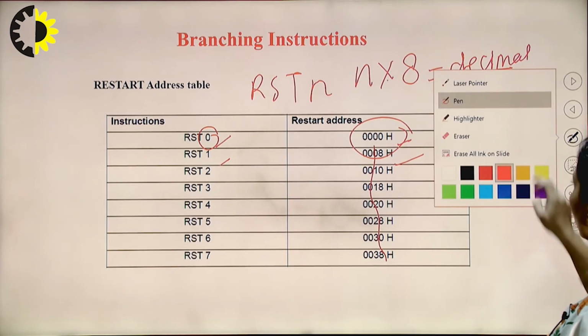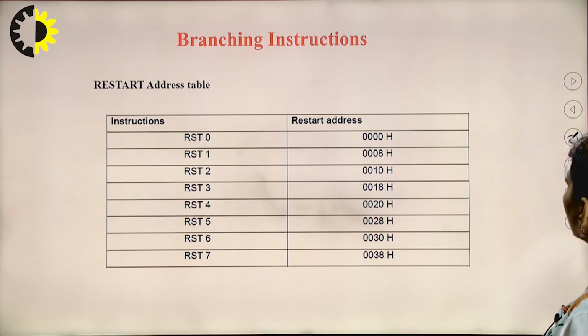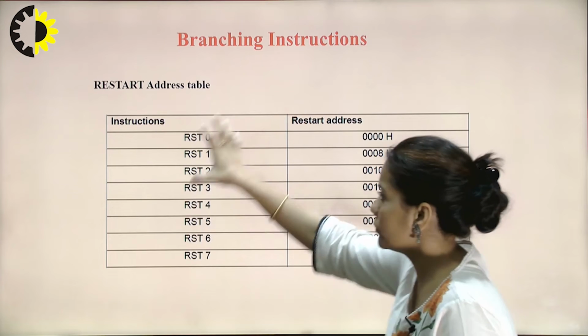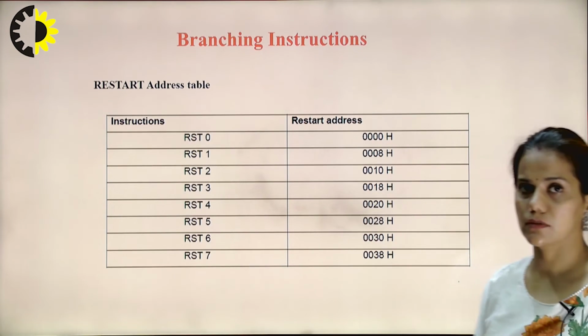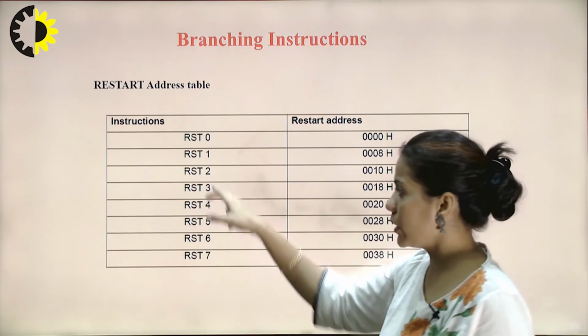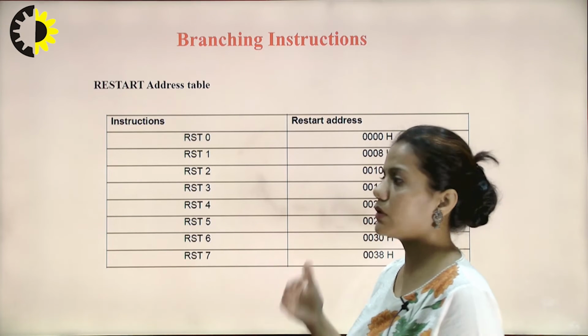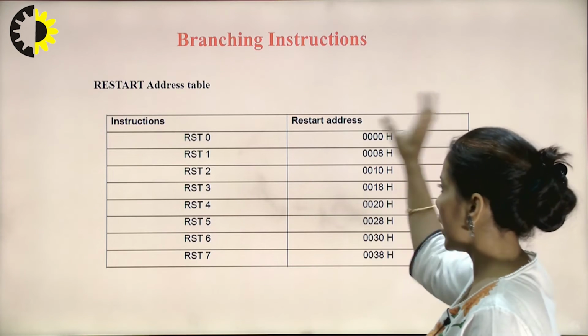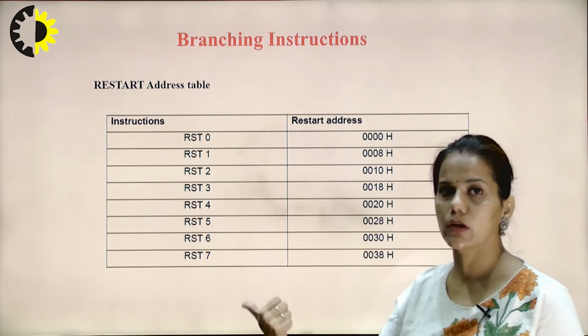So, what I am trying to say is that you can easily find the restart address of these RST numbers by multiplying any of these numbers with 8, which gives you a decimal number, and you can convert that decimal number into a hexadecimal number, which will give you the corresponding vector address.